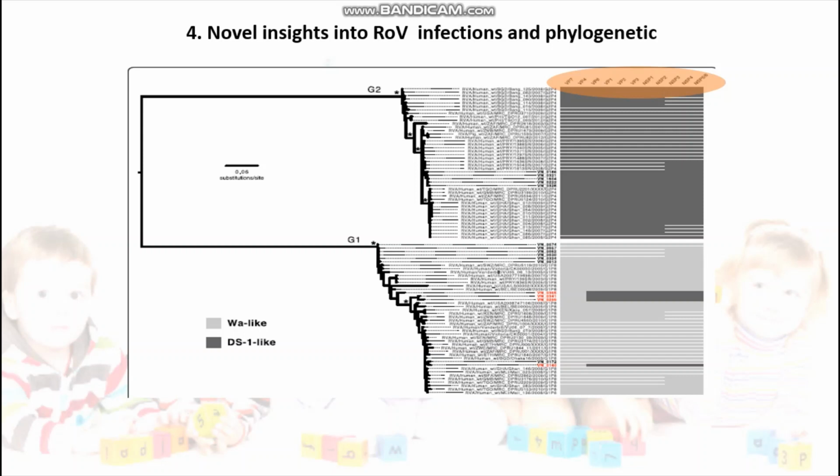Standard WA-like genome segments are indicated by light gray blocks, DS-1-like segments by dark gray blocks. Taxa names in bold indicate Vietnamese sequences from this study. Taxa names in red indicate likely reassortment Vietnamese sequences.